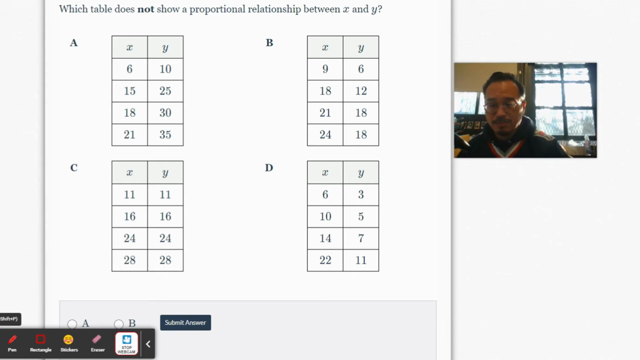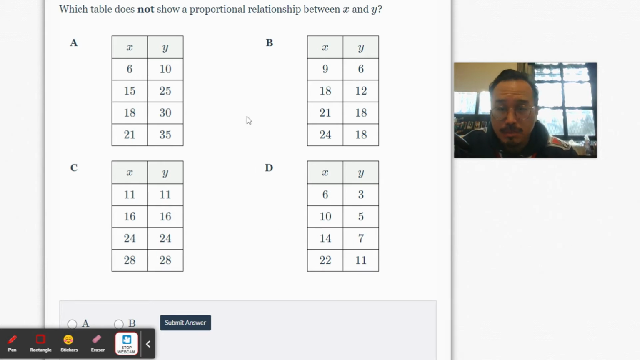All right, so the other thing that you could think about is, hey, look, what times what will give you that number? Looking at number one, 6 times what gives you 10. But actually, no, what I really meant was C. 11 times what gives you 11, 16 times what gives you 16. All these numbers are consistent, especially C. It's almost like an exaggeration of the point that I'm trying to make. On the other hand, you could look at something like D. How does 6 become 3? How does 10 become 5? How does 14 become 7? Well, you either divide it by 2 or multiply by half.